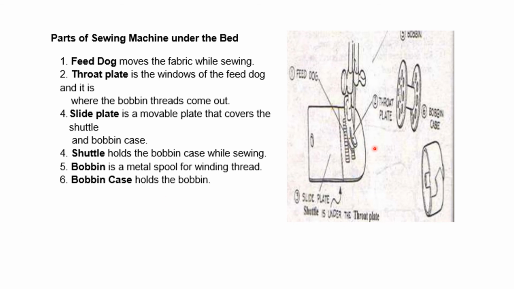So we also have parts of sewing machine under the bed. We have the feed dog, moves the fabric while sewing. The truth plate is the windows of the feed dog, and it is where the bobbin threads come out. This one. For number 3, slide plate is a movable plate that covers the shuttle and the bobbin case. Number 4, shuttle holds the bobbin case while sewing. This one, under the truth plate. Number 5, bobbin is a metal spool for winding thread. This one. And number 6, bobbin case holds the bobbin. This one. There you have it.